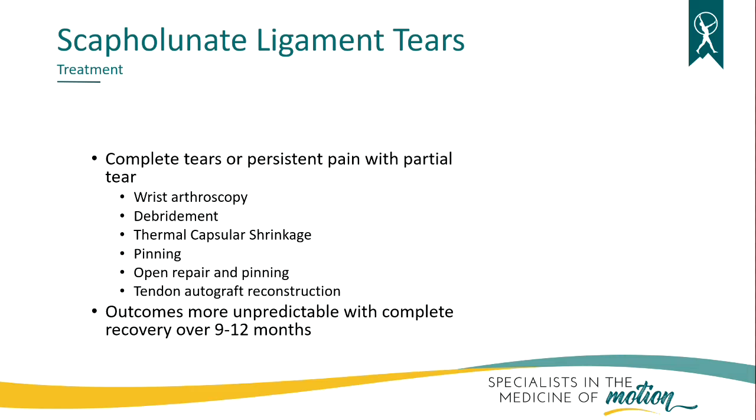For more significant tears, we may pin it, we may do an open repair, or we may even need to use a tendon graft and perform an autograft reconstruction. For these, we try to get to an unstable scapholunate tear early, because if you have to reconstruct it on a delayed basis because the ligament is of poor quality, the outcomes are more unpredictable, the wrist is stiffer, and the grip is weaker.